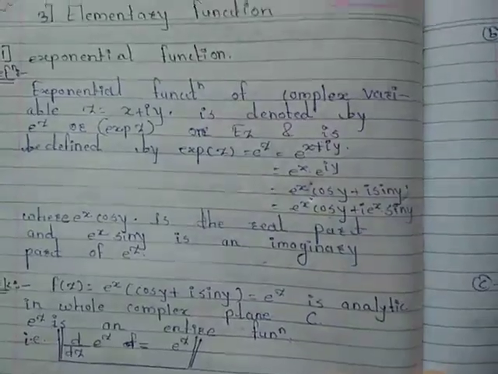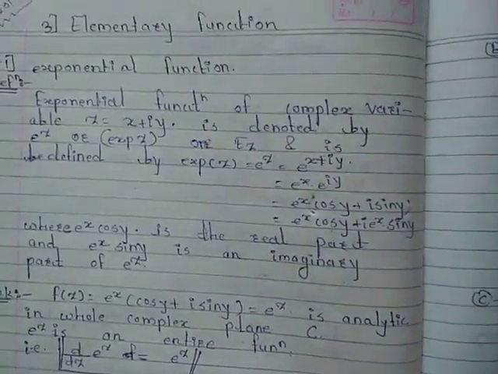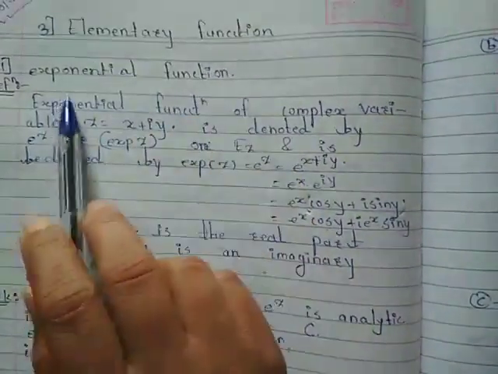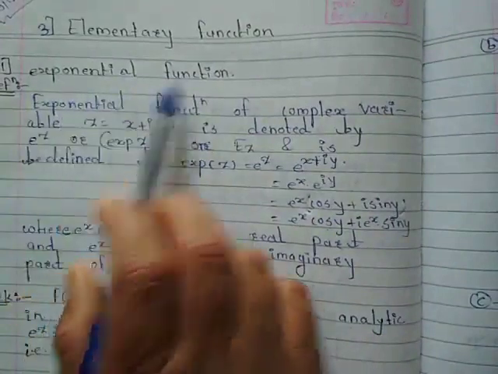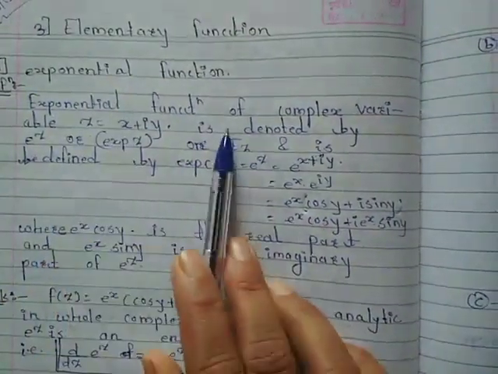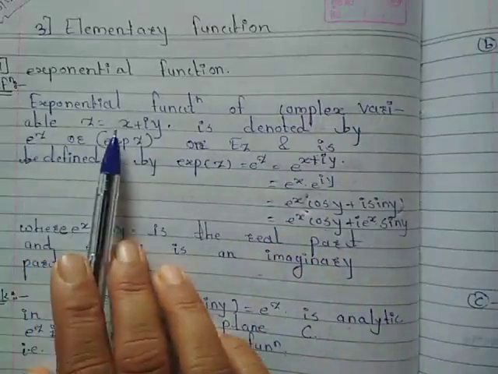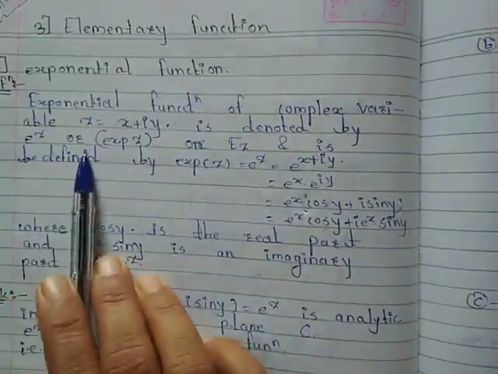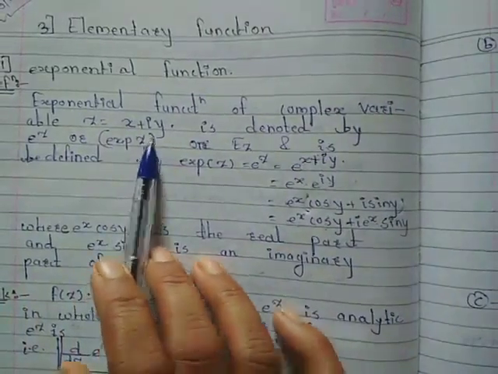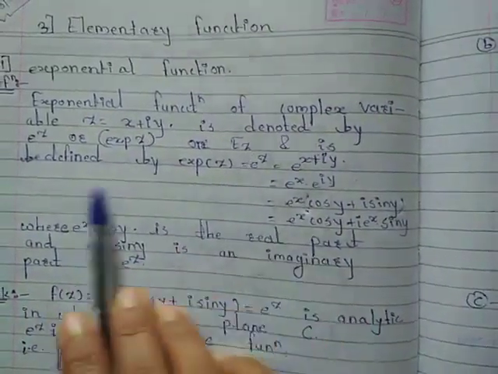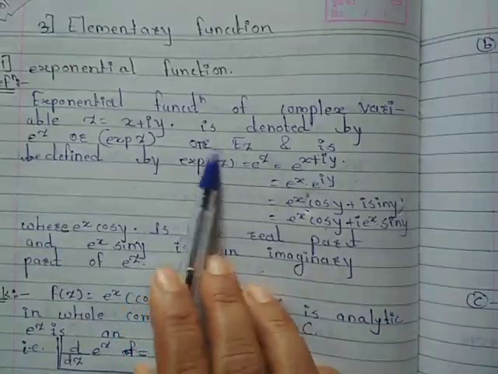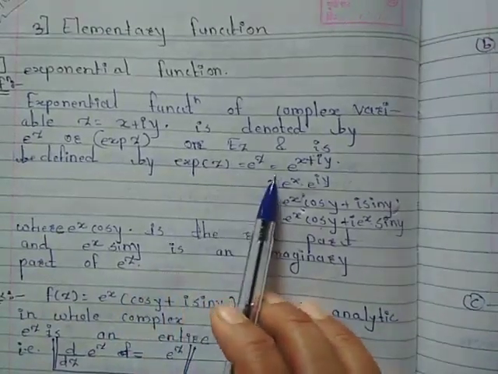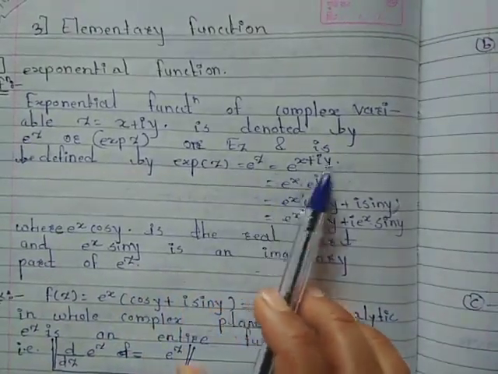Hello students, in this video we are going to start the third chapter, elementary functions. The first topic is the exponential function. The exponential function of a complex variable z = x + iy is denoted by e^z or exp(z), and it is defined by exp(z) = e^z = e^(x+iy).